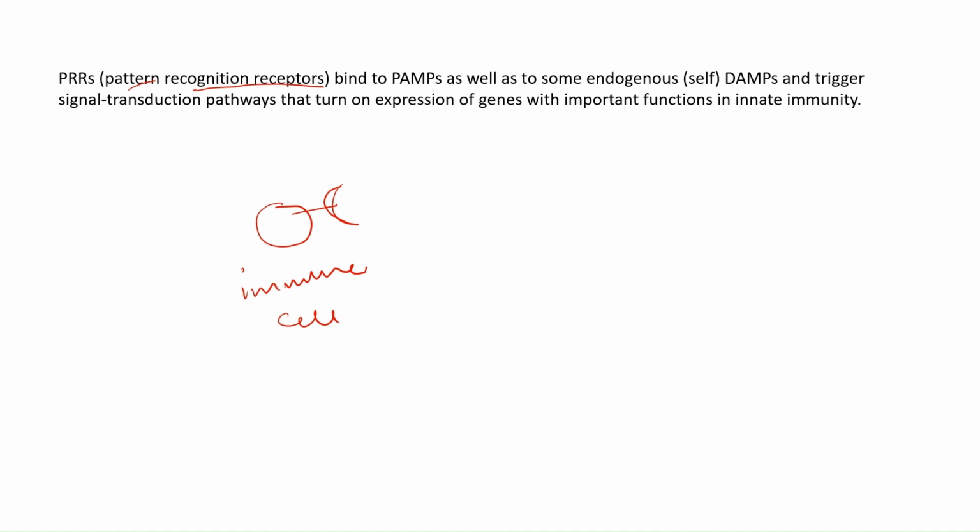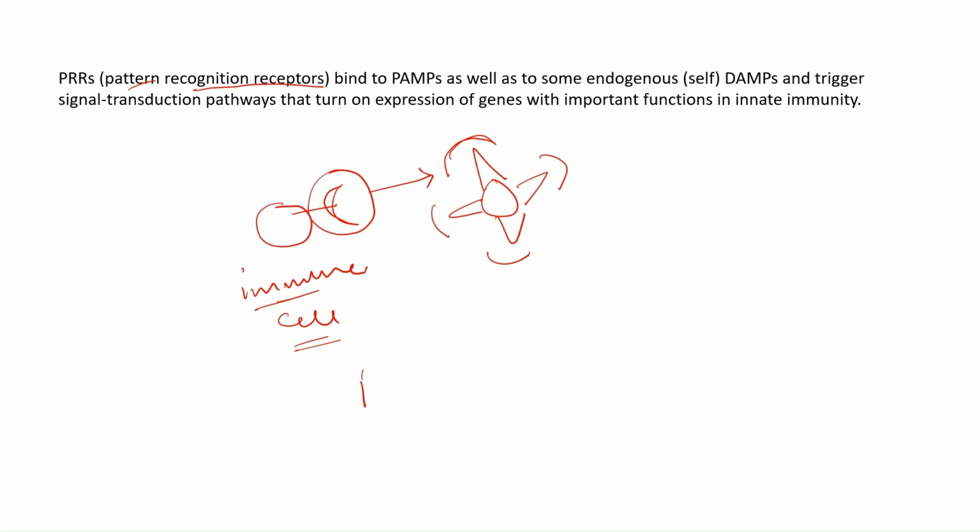Now, what is the function of this receptor? The function is they will recognize the pathogens. And how will they recognize the pathogens? By the type of patterns present on them. So, depending upon the types of patterns found on these pathogens, we have receptors on our immune cells, specifically innate immune cells. Now, because these receptors recognize particular patterns, we call them pattern recognition receptors.